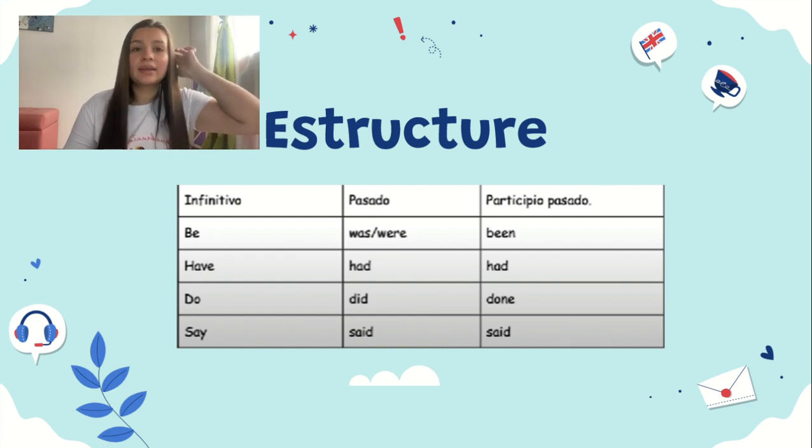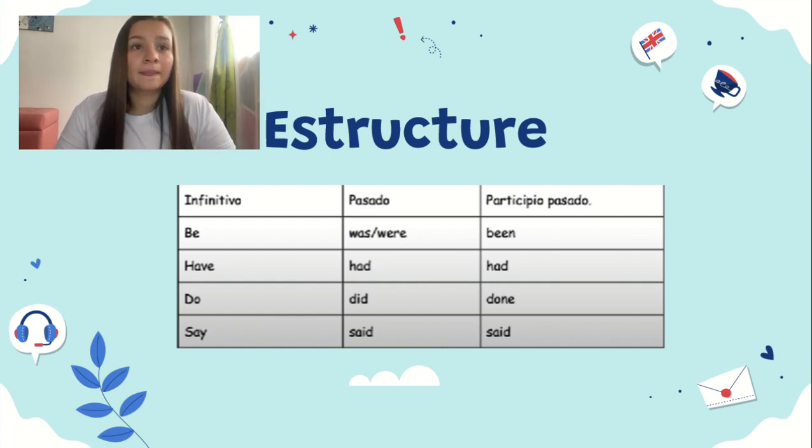So we need to see this part that shows us the verbs in infinitive, past and past participle. So in this case, we are always going to use the verbs in the third column, that is been, had, done, and said.